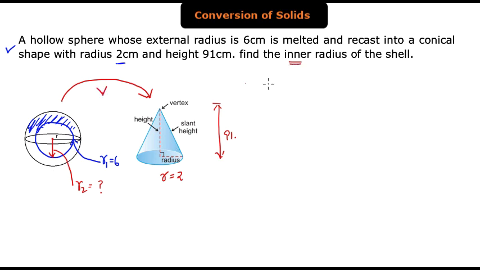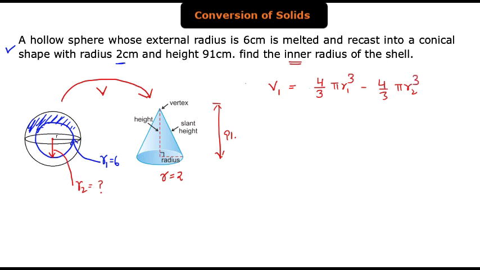That means we need to find what is the volume of this hollow sphere. Let's say that is V1. So that volume will be what? The volume will be 4 by 3 pi R1 cube minus 4 by 3 pi R2 cube.